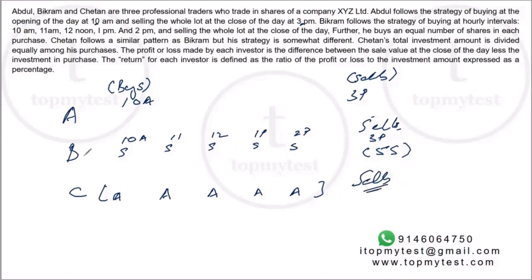So everyone sells off everything at 3 o'clock. That is what is given to us. The profit and loss is made by the difference between the sale value at the close of the day. Return for each investor is defined as a ratio of profit and loss to the amount expressed in percentage. Okay, so standard definition of profit and loss. Let's see what can be the trends among these 3 people.